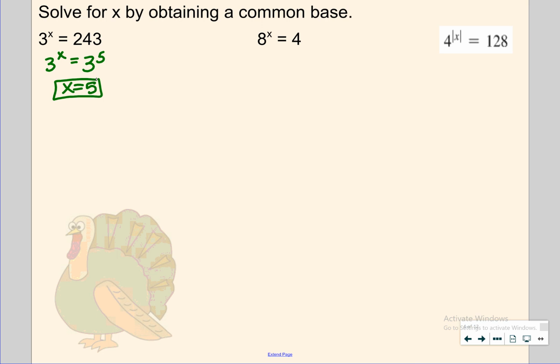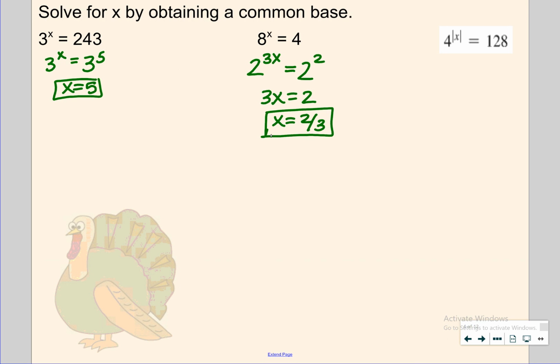8 to the x equals 4. 4 and 8 are both powers of what number? 2. 8 is 2 to what power? 2 to the 3rd, and that 3 is multiplied by an x. This is a power to a power property, so it's going to be 2 to the 3x. And then on the other side, 2 to the 2nd. As soon as you have the same base, we've got 2 to the 3x equals 2 squared. The only way for this equation to be true is if those exponents are equal to each other. So 3x must equal 2. So x must equal 2/3. Answer. You with me? Good? Okay.